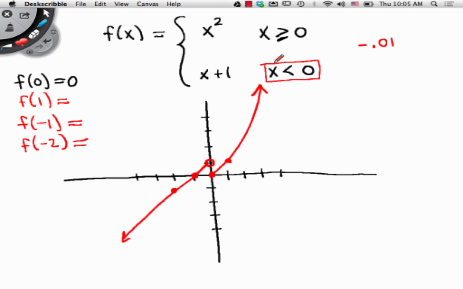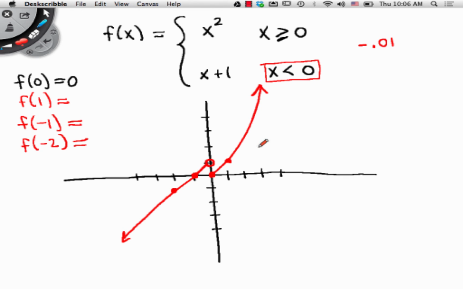So even though I'm not allowed to plug in 0 in this expression, I do it so that I know where my open hole is. My open hole here is right at 0, 1. So this is what my piecewise function looks like. It's a line when x is less than 0, and it's a parabola when x is greater than or equal to 0. Is there an open hole for the first equation?